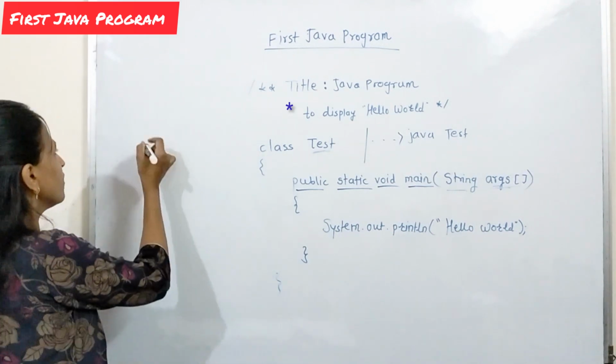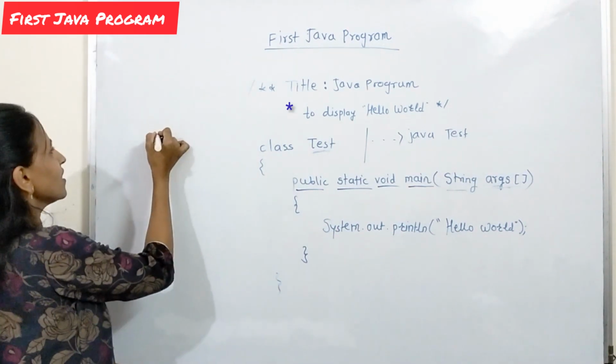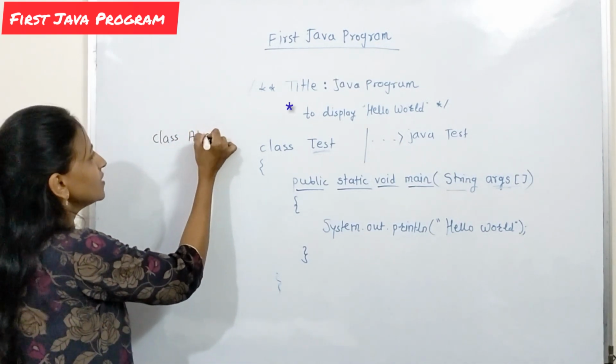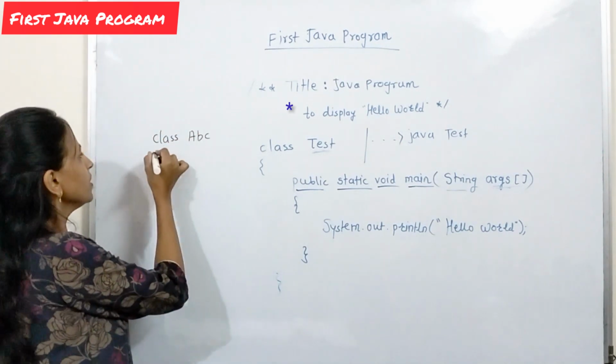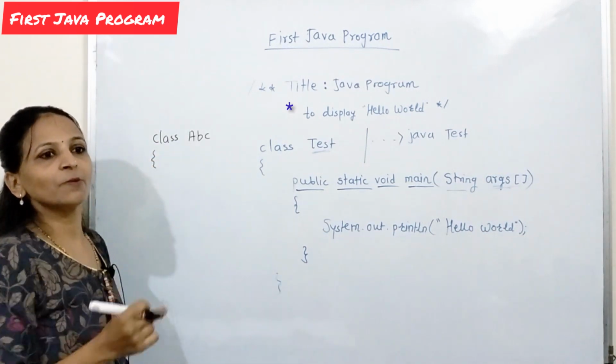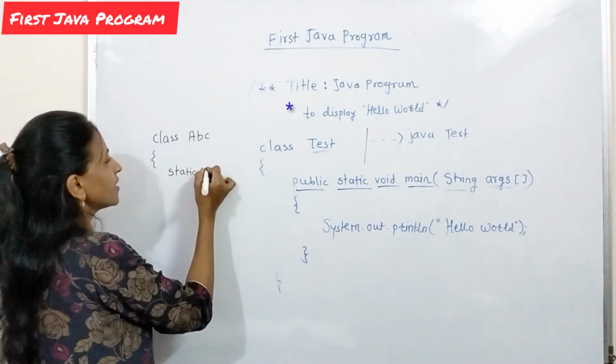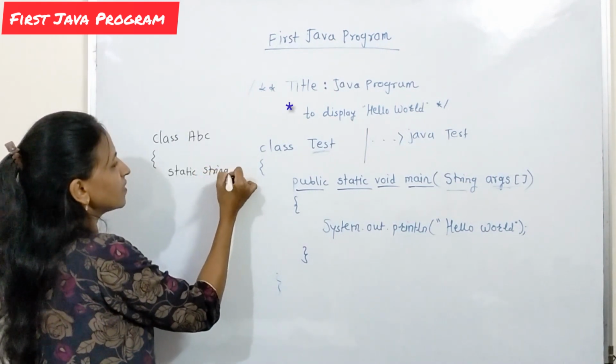Let's say I have declared one class here. Let's say class ABC. Now here let one data member be there. The data member is of type String, named s.